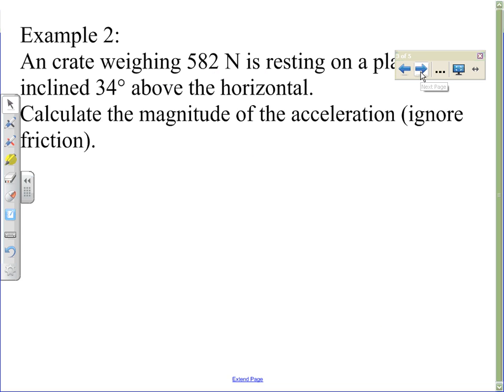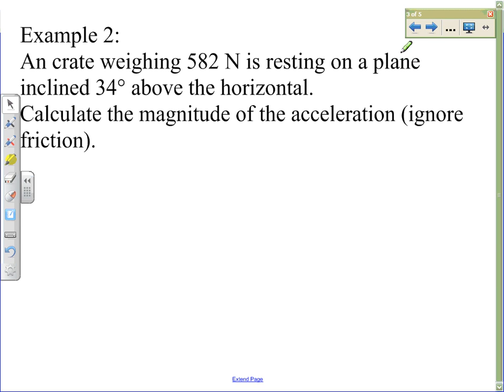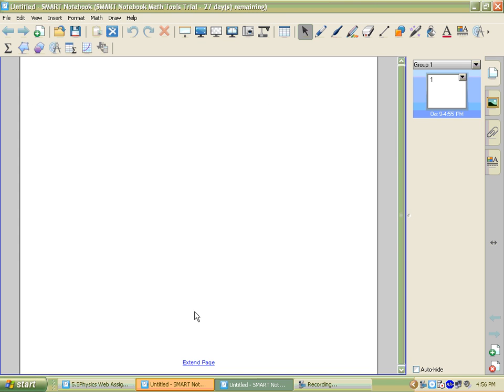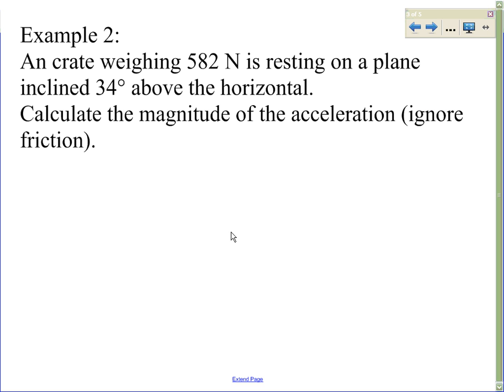Let's try a new problem. A crate weighing 582 newtons is resting on a plane inclined at 34 degrees above the horizontal. Calculate the magnitude of the acceleration, and we're ignoring friction in this problem.